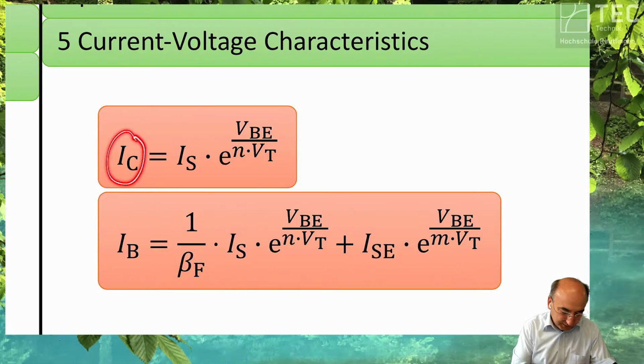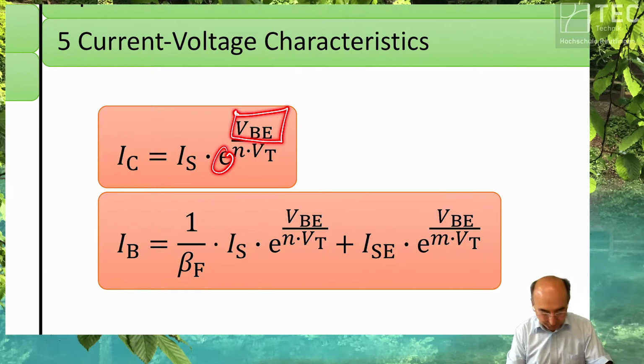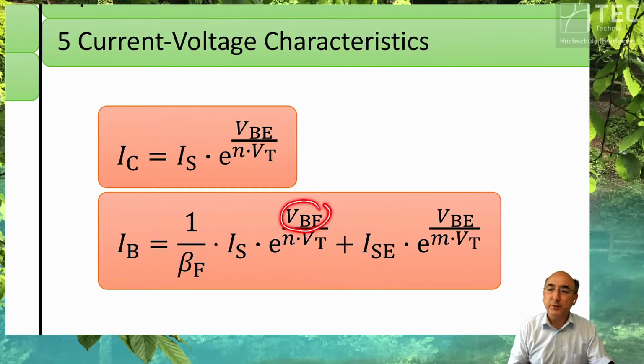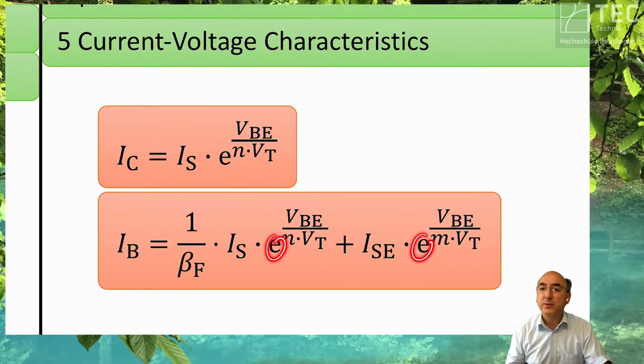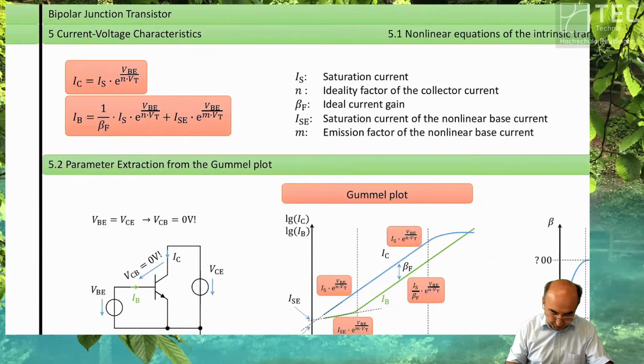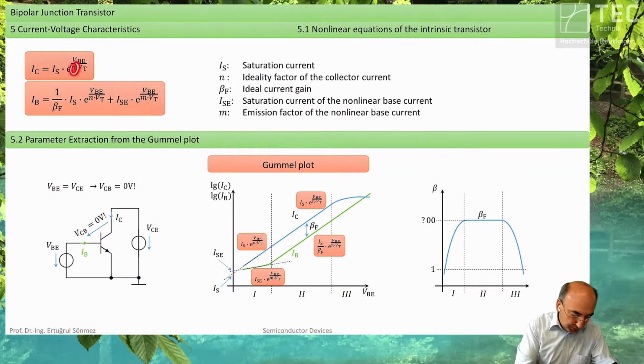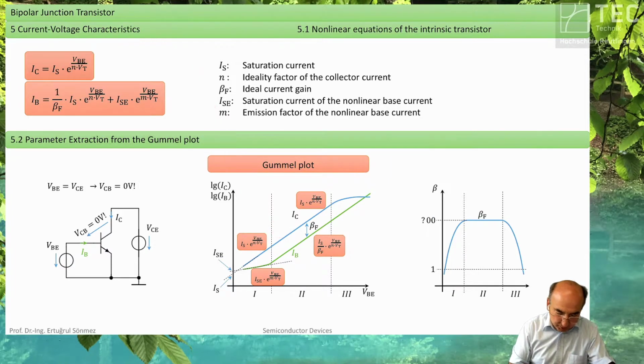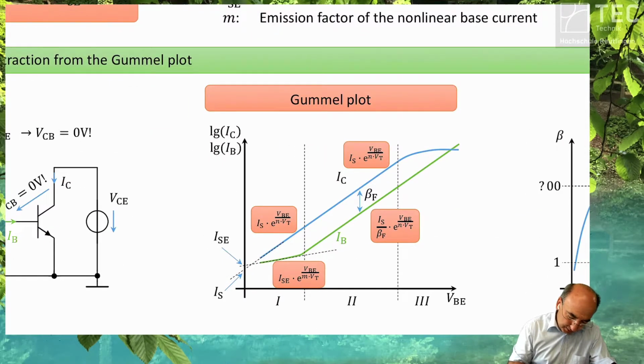So the collector current is an exponential function of the base emitter voltage. Yes, we know. And here we have a parameter n. The base current is also an exponential function of the base emitter voltage, but it has two different exponential functions. Why? Because first this n is here, and usually the n, you can extract it from this slope. This n is approximately 1.